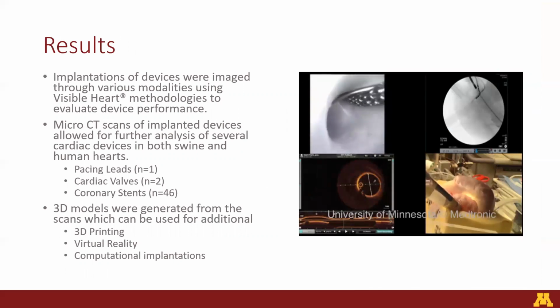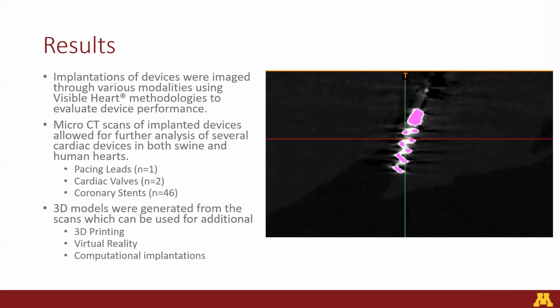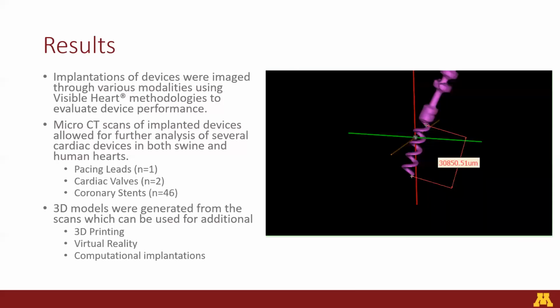The majority of the micro-CT scanning work was initially focused on coronary stents, but we have recently started expanding these capabilities to other devices. For example, here we have a helix pacing lead that was fully implanted in the right ventricle of a swine heart. After micro-CT scanning with the device in place, we were able to measure just how much of the helix was embedded in the tissue. Here you can see that we had over 30,000 micrometers of the device implanted.